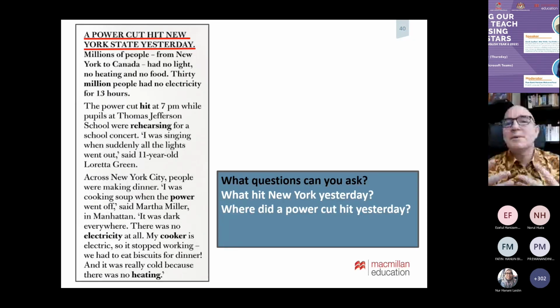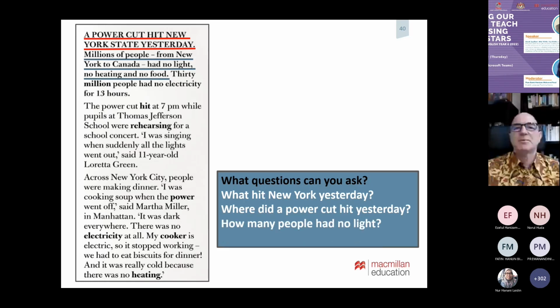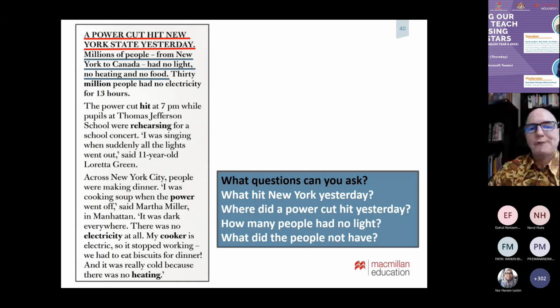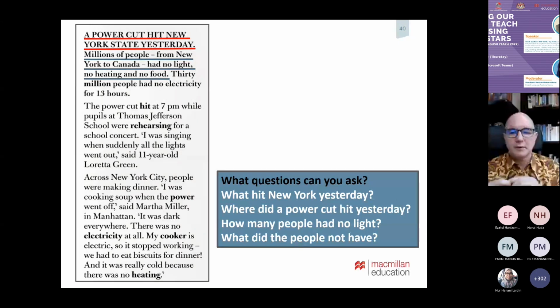Partner B answers the question, and then partner B, in blue now, has the text, and partner B will read, millions of people from New York to Canada had no light, no heating, and no food. Partner B will ask a question. Here's an example. How many people had no lights? What did the people not have? And then partner A will answer, and we go back and forth and back and forth.